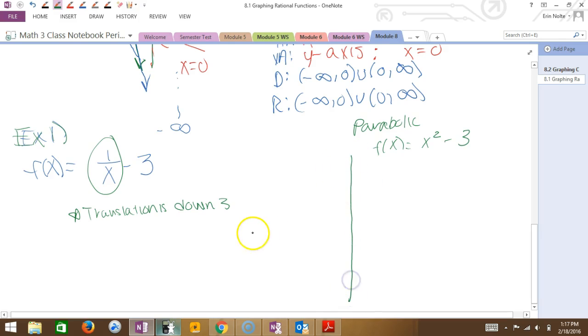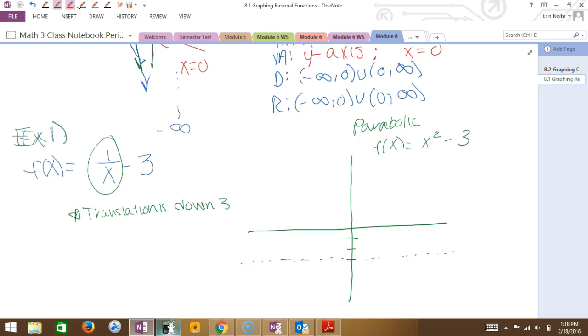So then I can just graph that. So down 3, 1, 2, 3. So now instead of my asymptote being there, it's going to be right here. Then you just go across with your line. And then all you do from that is you just draw in your parent function just like you did the first time.